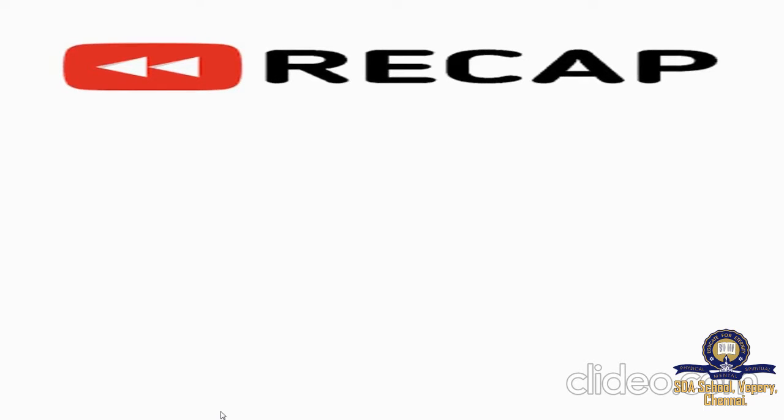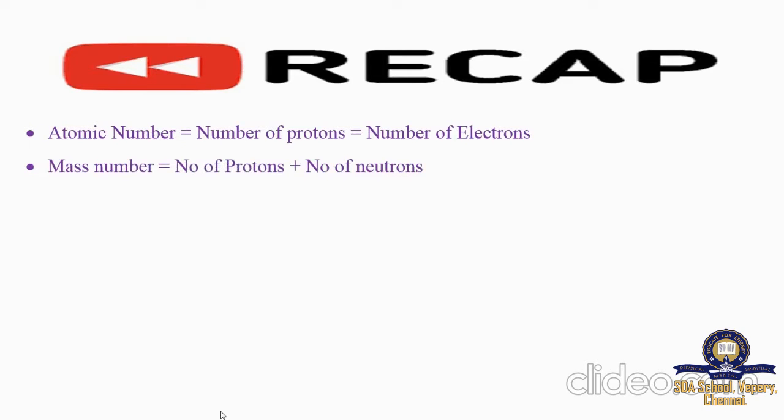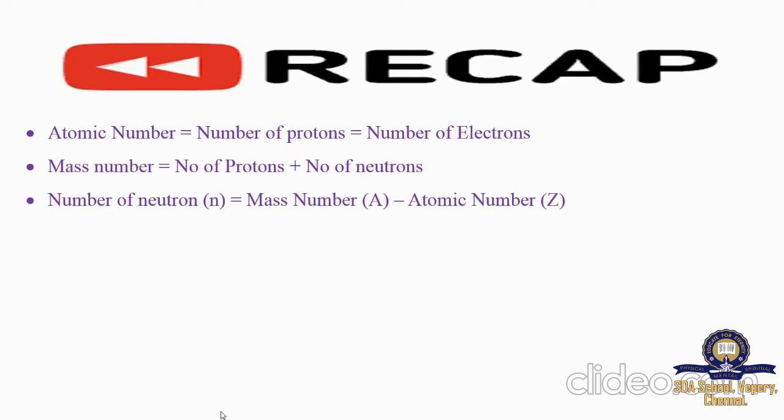In the last two classes, we were dealing with Unit 7, Atomic Structure. In the last class, we saw about atomic number. So what is atomic number? It is nothing but the number of protons, which is equal to the number of electrons. To calculate the mass number, the number of protons plus the number of neutrons gives the mass number. To find the number of neutrons present, mass number minus atomic number gives the neutron value. And the element is denoted by X with A and Z, where A is the mass number, Z is the atomic number and X is the element.